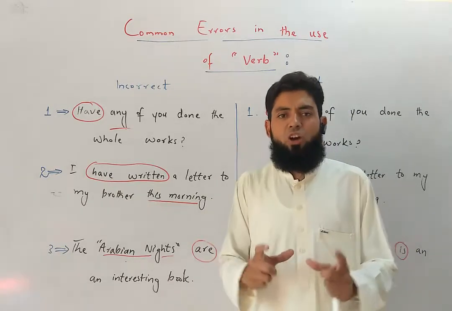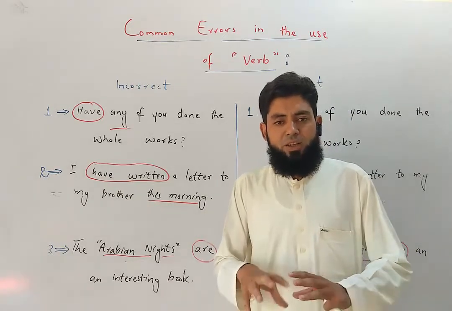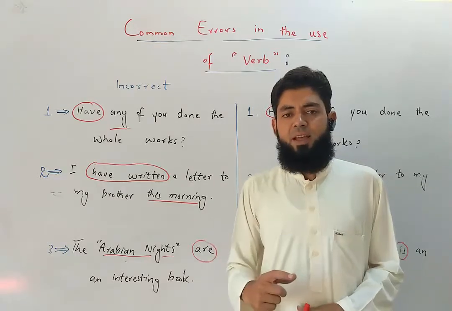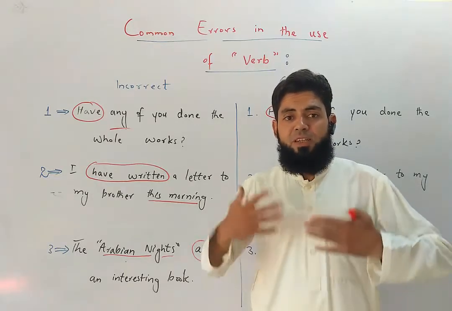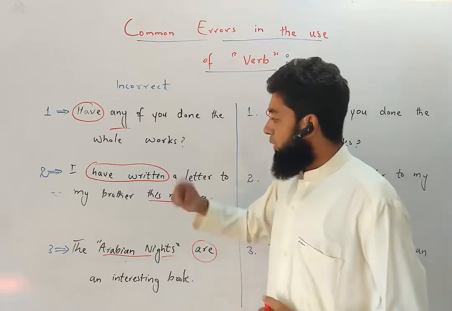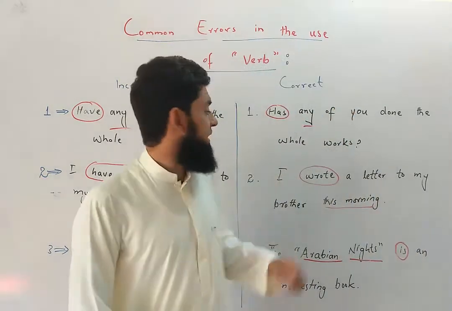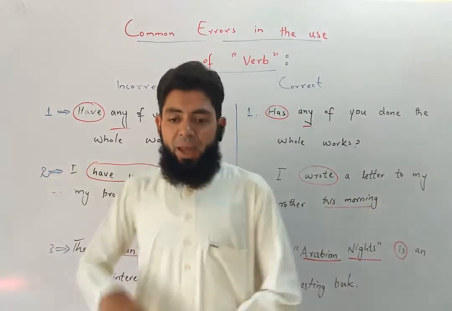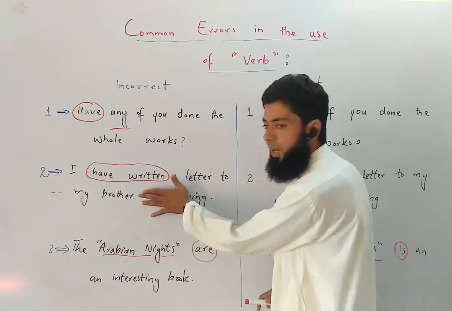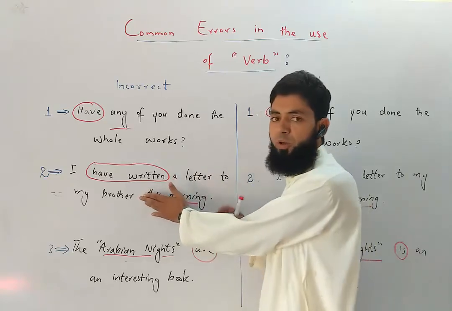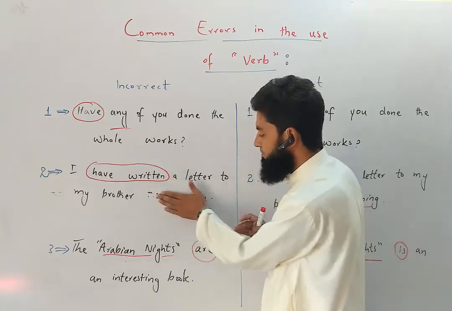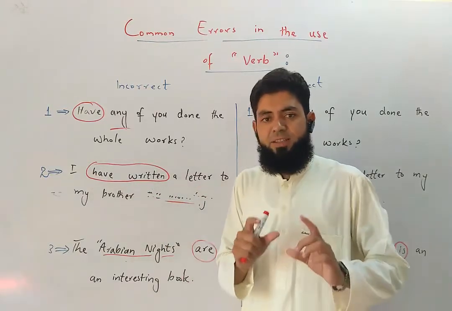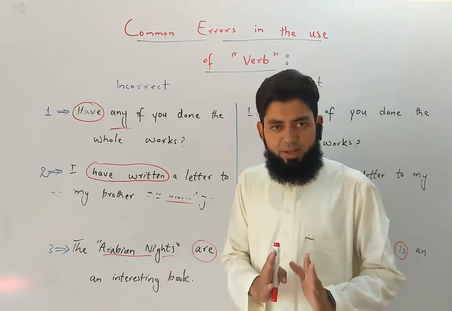This is a wrong sentence, because this happened in the past. We have to use the simple past tense rather than the present perfect tense. So the correct sentence is: "I wrote a letter to my brother this morning." But if I remove "this morning," for example, "I have written a letter to my brother," then the sentence is very good and correct.